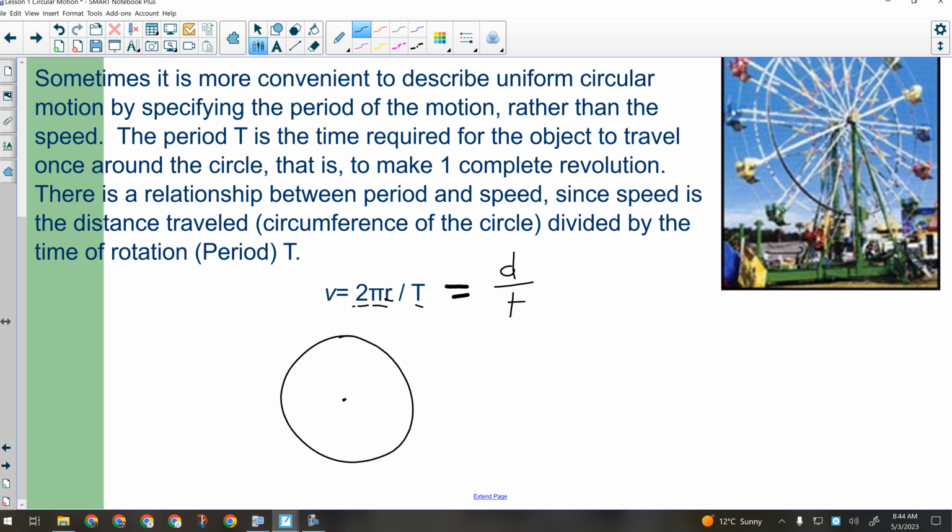Where would you be moving the fastest? On the outside. So where would you have to hold on the hardest? Outside, because that's where you're going the fastest. That's where your inertia wants to leave the circle the most.